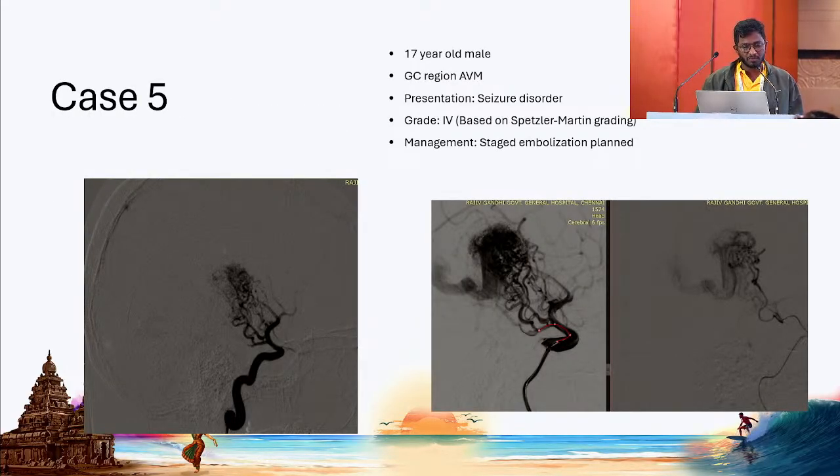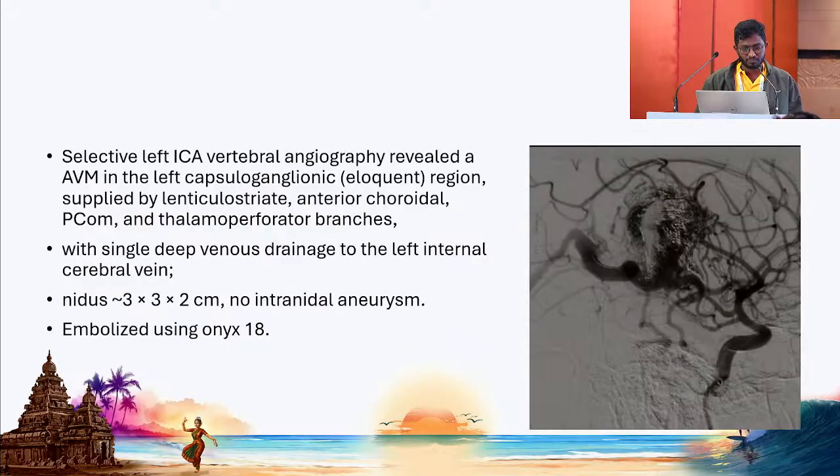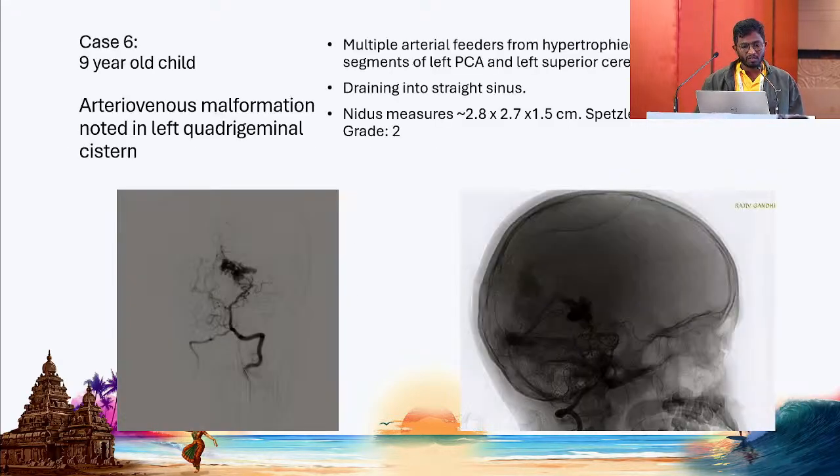Another case: a 17-year-old young patient with an AVM in the left GC region, with numerous small feeders supplied mainly by the anterior choroidal artery and PCOM. We embolized with Onyx 18 and a Marathon catheter, and deep venous drainage into the internal cerebral vein was noted. After the procedure, the patient developed right-sided hemiplegia, and within 6 months he improved.